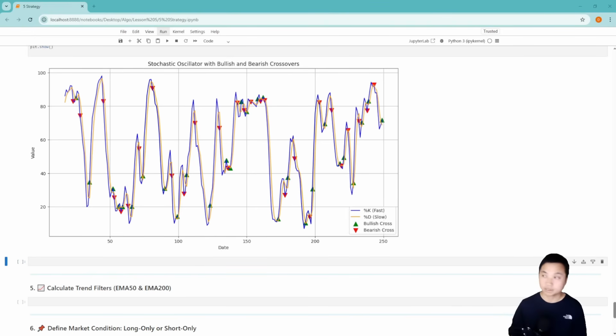%K line crosses above the %D. And then the red downward triangles mark the bearish crossover. That is where %K crosses below the %D. In this way, we can instantly see on the chart exactly where the potential buying signals and also the selling signals appear.